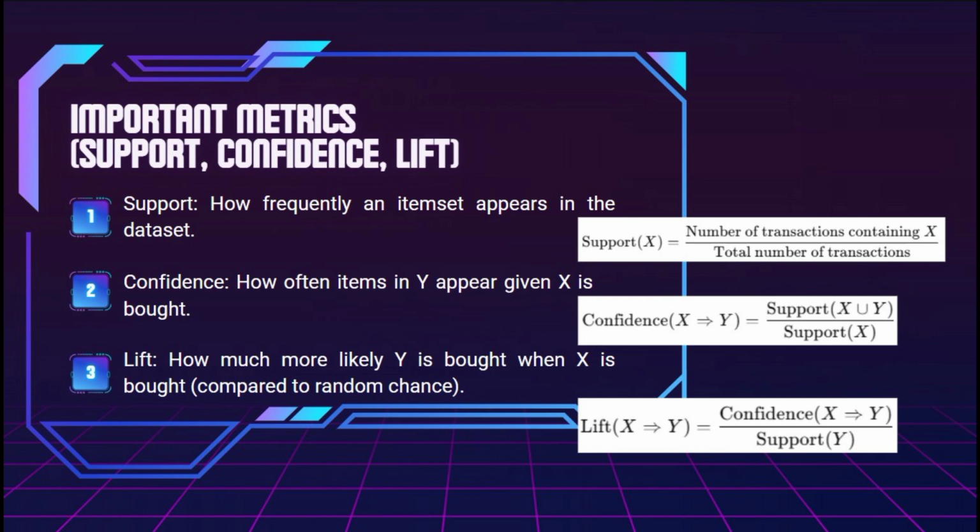Next is confidence. It tells you how strong the rule is. A high confidence means when X happens, Y also happens most of the time. For example, if milk and bread appear together in 2 transactions and milk appears in 3 transactions, then confidence of milk to bread is equal to 2 out of 3. That means it has 66.7%.